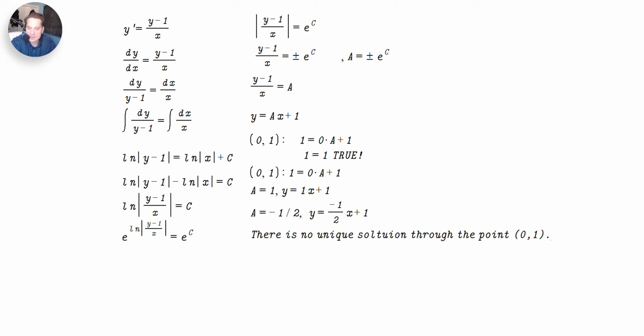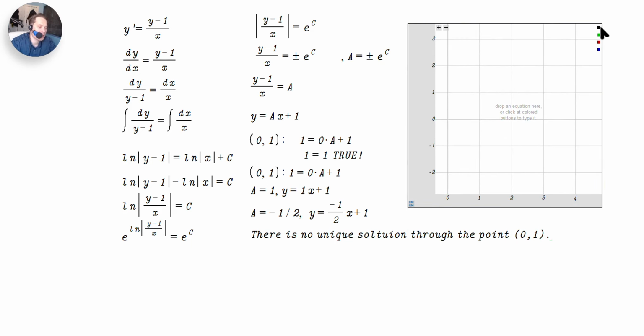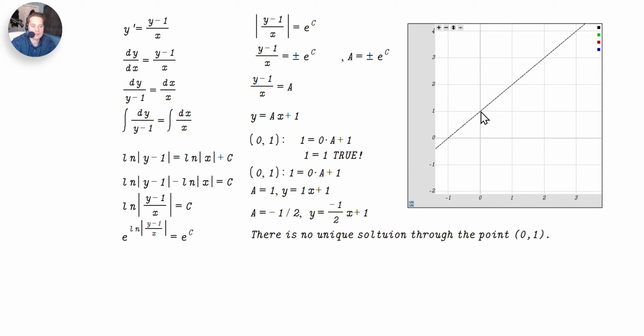So in terms of, for example, graphs, if I may show you a picture here, imagine we have 1x plus 1, okay? So that's a solution that goes through 0, 1. You see it goes right there. But just as well, you can have negative 1/2 x plus 1. That's also a solution that goes through there, no problem.